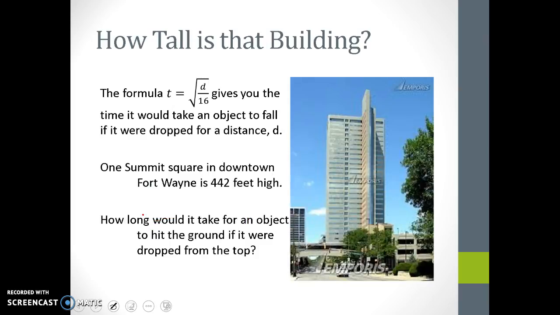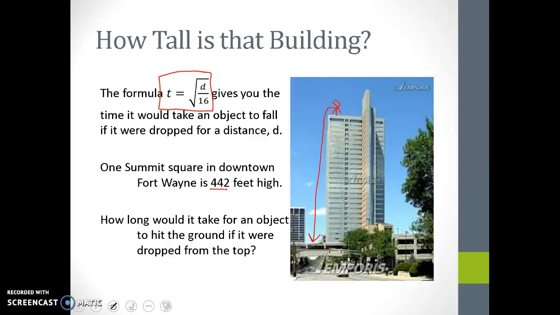Let's just take a look at a radical equation with some applications that we might find useful. Here's a radical equation that will be able to tell us how long it will take an object to fall if it were dropped from a certain height. You see here a picture of One Summit Square, which is in downtown Fort Wayne. Suppose we were able to go up here and drop something from the side of the building onto the ground below. One Summit Square is 442 feet high.